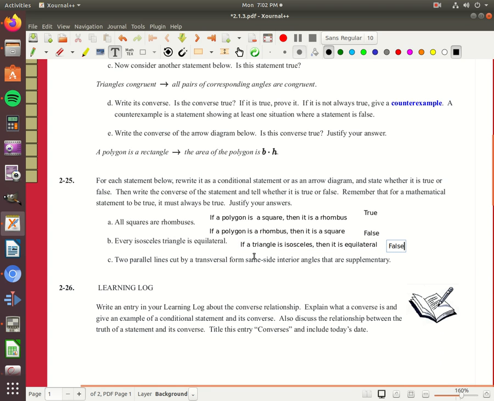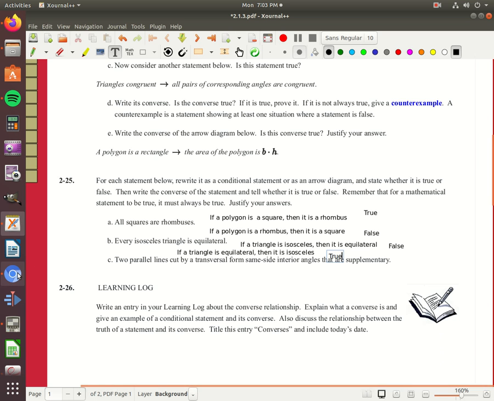The converse of that would be if a triangle is equilateral, then it is isosceles. Now, like I said, I think different people would argue different things here. I'm just going to go ahead and argue and say it's true that if three sides are the same, that means at least two sides are the same. So I'm going to go with true there.